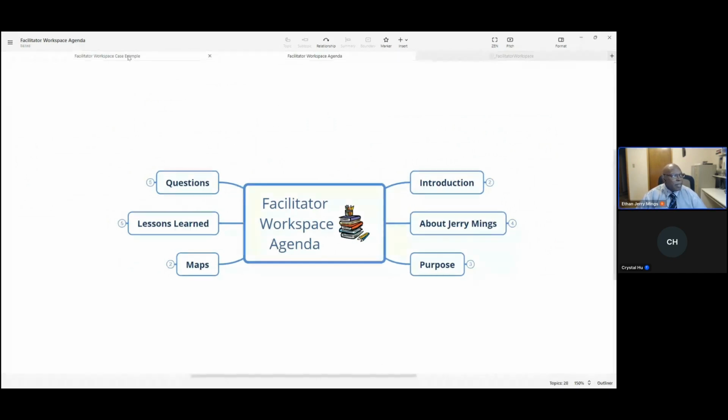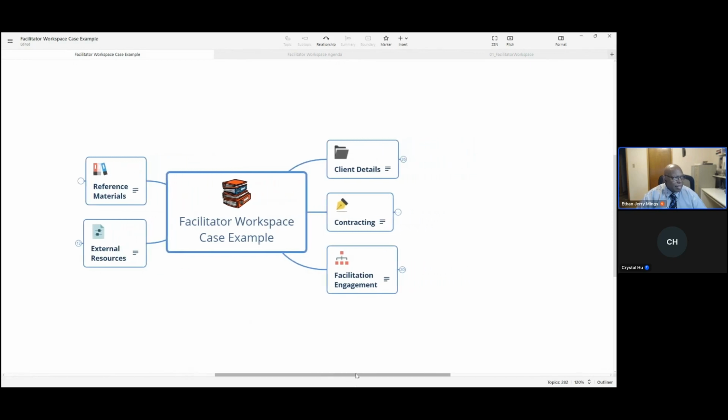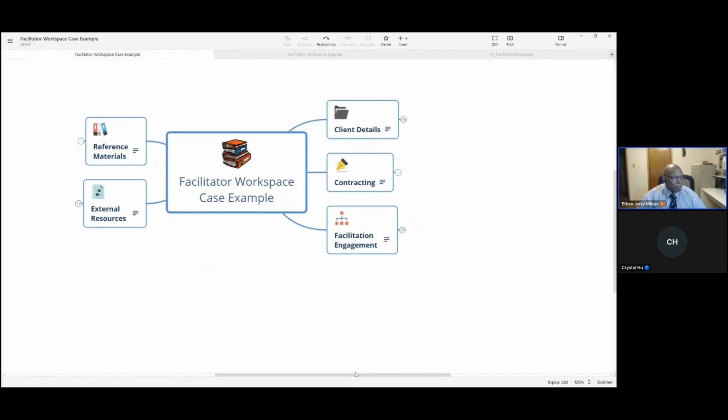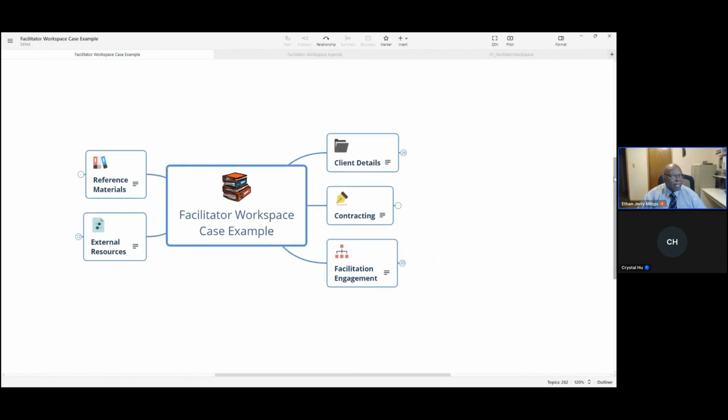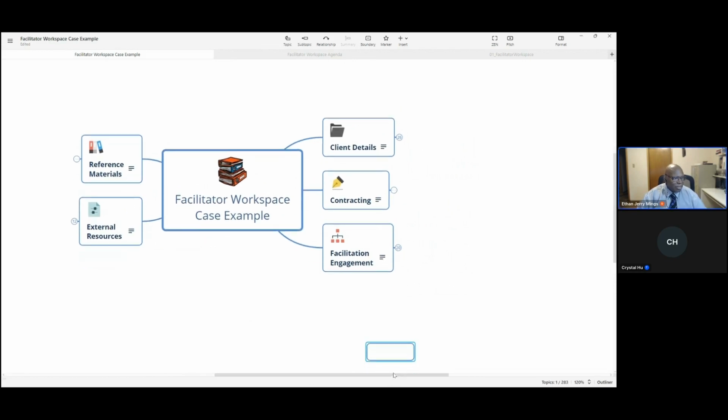Let's take some time and actually work within this case study file. And we'll see what this looks like. So this is a case study. It's a very generic case study. I tend to play with it so people can see how we could use this. And I'll fill in some blanks here. We're going to start on the left-hand side. Let's talk about the client details.